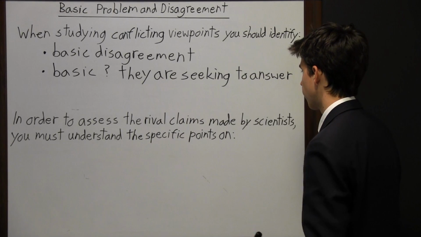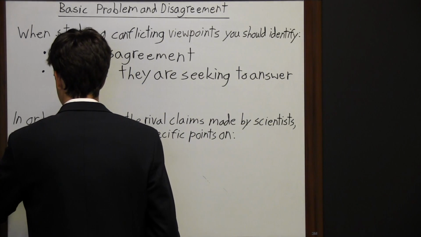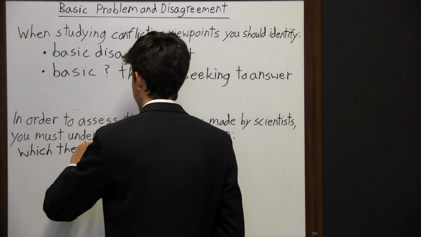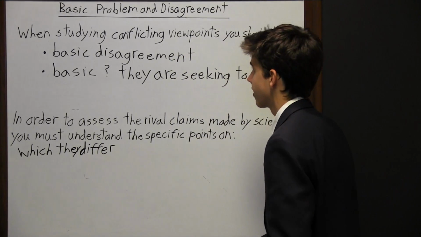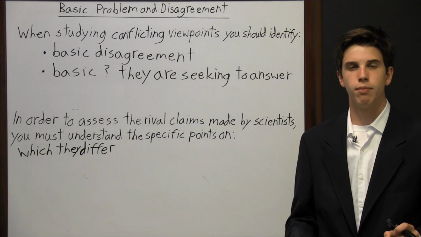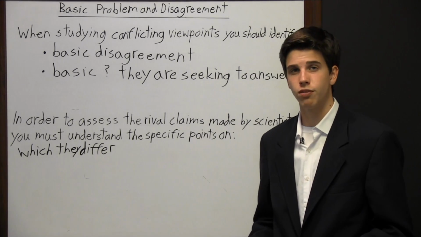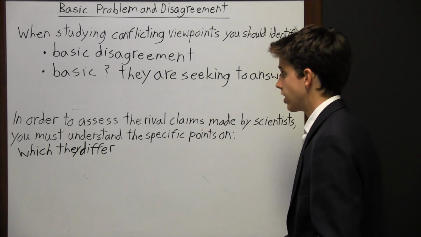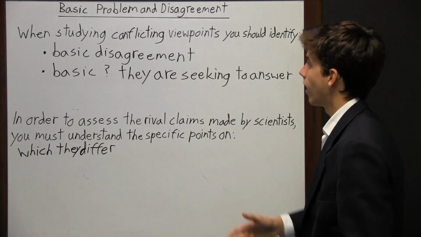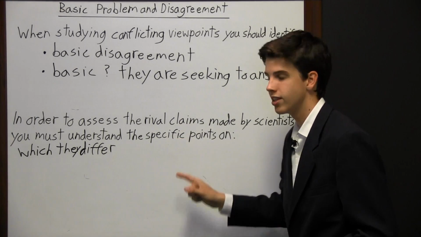In order to assess the rival claims made by scientists, you must understand the specific points on which they differ. Now, in order to understand the specific points on which they differ, you must understand the basic questions they are seeking to answer. Now, it may be that the rival claims made by the scientists are not in fact conflicting, but are simply two differing approaches to solving the same problem. So that's why it's important that you investigate the conflict here by understanding the basic disagreement, but also understanding the basic question each scientist is seeking to answer, and by that understanding the specific points on which they differ.